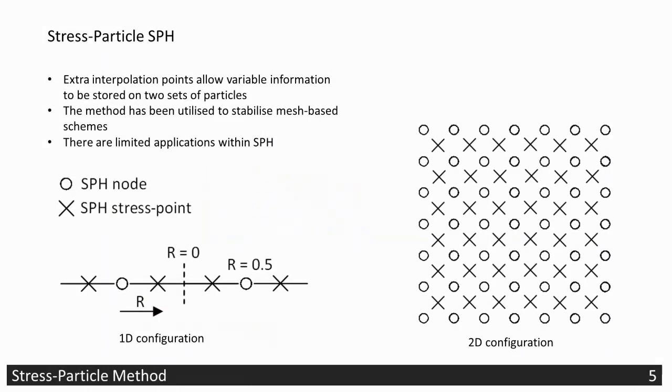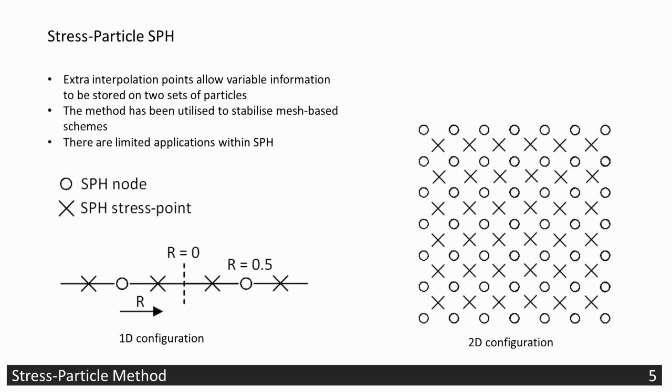So one way in which to stabilize the scheme is to have another set of particles and distribute the function values over both sets of particles. This method is called stress particle SPH, and you store the velocity on one set of particles, which are called the SPH nodes, denoted by the circles here. And the stresses are stored and updated on the other set of particles, which are called the stress points, which are the crosses in the diagram.